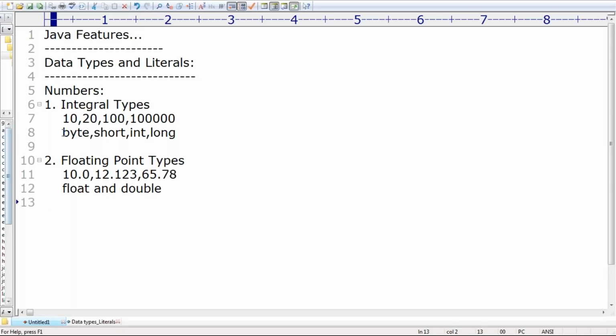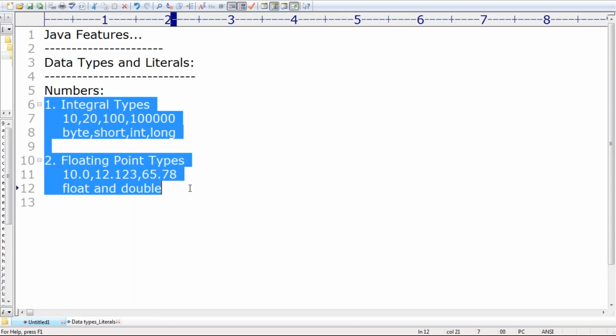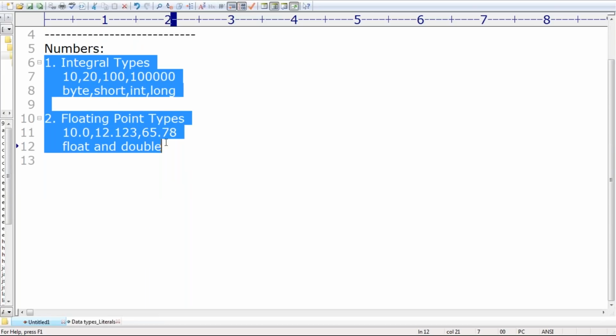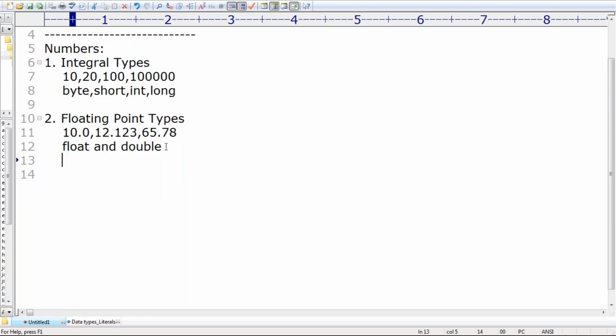So these 4 plus these 2, a total of 6 data types, are just to represent numbers, number values, maybe 10 or 20 or 30, employee number, employee salary, or employee age, to represent number values in Java. How many data types are available? These are the 6 data types. Clear for all of you, okay?